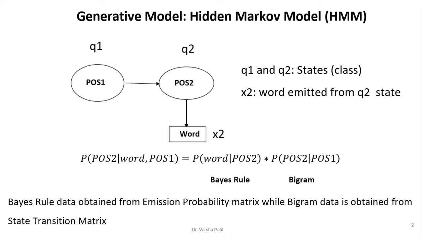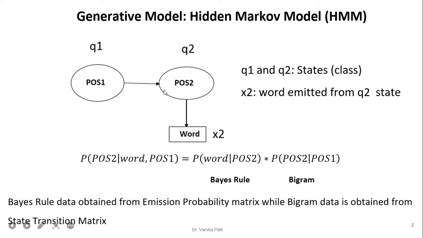Now here our observed word is x2, for which we have to determine the part of speech tag. Multiple tags are there, so we check the possibility with each one. Here Q1 and Q2 are the states. Q1 is previous and Q2 is the current. We already know the part of speech tag for the Q1 state. Now the ambiguity is there because for Q2 multiple part of speech tags are there, and from those tags this word x2 gets generated.